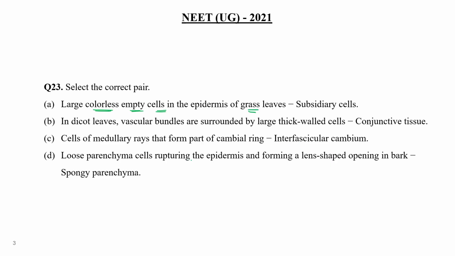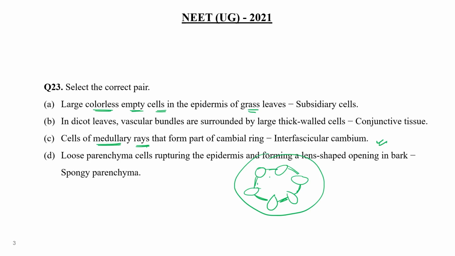And loose parenchyma rupturing the epidermis and forming lens-shaped openings in bark are known as lenticels. These do not belong to spongy parenchyma, right? Those are lenticels. So what is the correct answer? Choice number C would be the correct answer. As this medullary ray formation is the characteristic feature of lateral development, right? That forms the cambium ring, interfascicular cambium ring, which is present in the vascular bundle. In between this, if this is the cross section, this is known as interfascicular cambium ring.